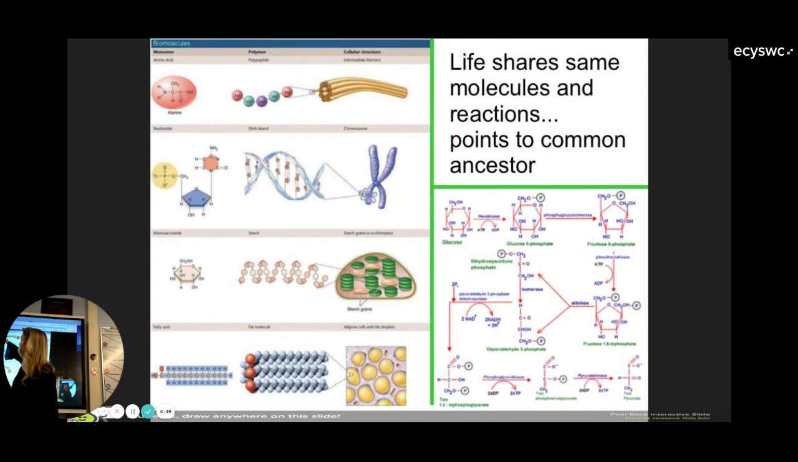And then life shares the same molecules and reactions, which points to a common ancestor. Okay, I don't know if you can see it, but this says glucose, and then I think I see some G3P in here. What reaction starts with glucose? Cellular respiration. What's the first step? Glycolysis. Who does it? All cells, right? So this is showing that we have these same important organic molecules and these same biochemical reactions that we probably have a common ancestor. See how smart you are?